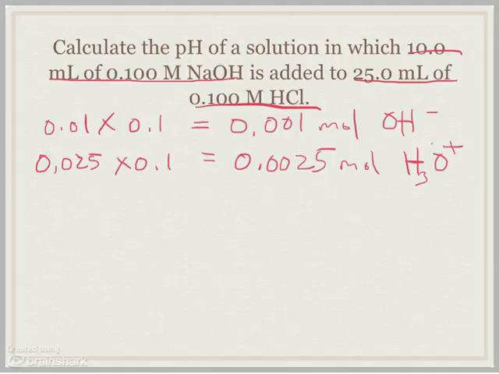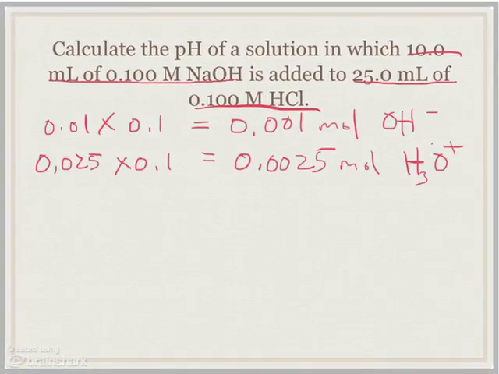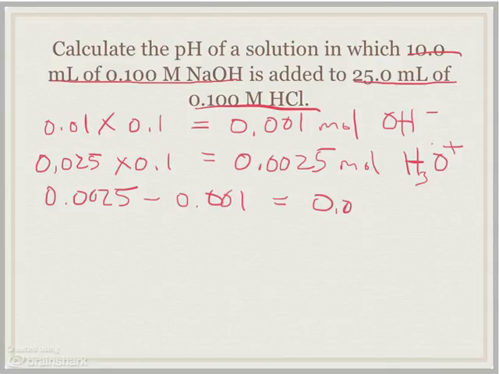So the way that you do that is just by taking your 0.0025 and subtract the 0.001. That way you can figure out how much is left over. And from that, you're able to see that you have 0.0015 moles of H3O plus left over. Problem is, if we're going to deal with determining pH, we need to have this in concentration.